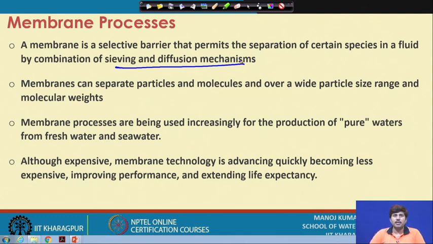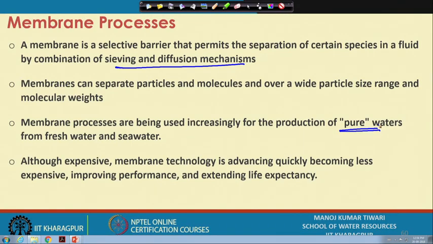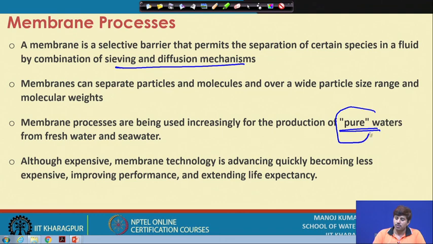The processes are being used increasingly for production of pure water, even from fresh water and sea water, and for wastewater recycling also. In Singapore, NEWater recycles the domestic sewage, as we discussed earlier, through an RO system and then augments it to the domestic water supply. So they need pure water because they are putting it through the domestic supply system. For that pure water they eventually go to the membrane system.